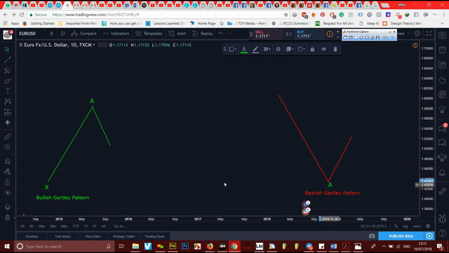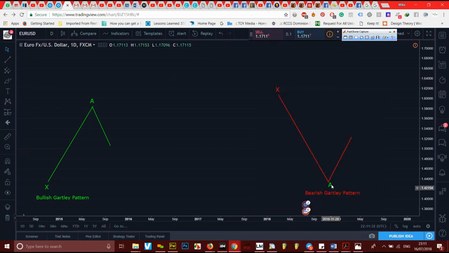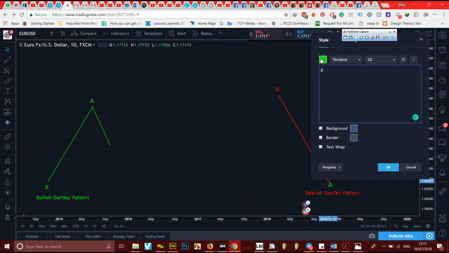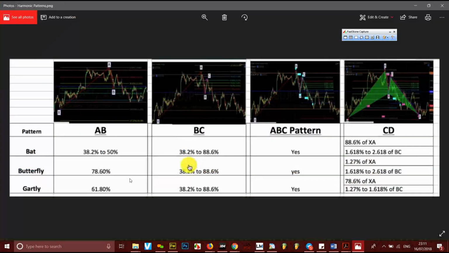So just know that when you're trying to draw your patterns, this is what you have to look out for. You must label them like this. Okay, so now I have identified these things, this impulse leg. I need to know where the pullbacks will get to. That is why we have this tool right here. It says that the AB would be 61.8.